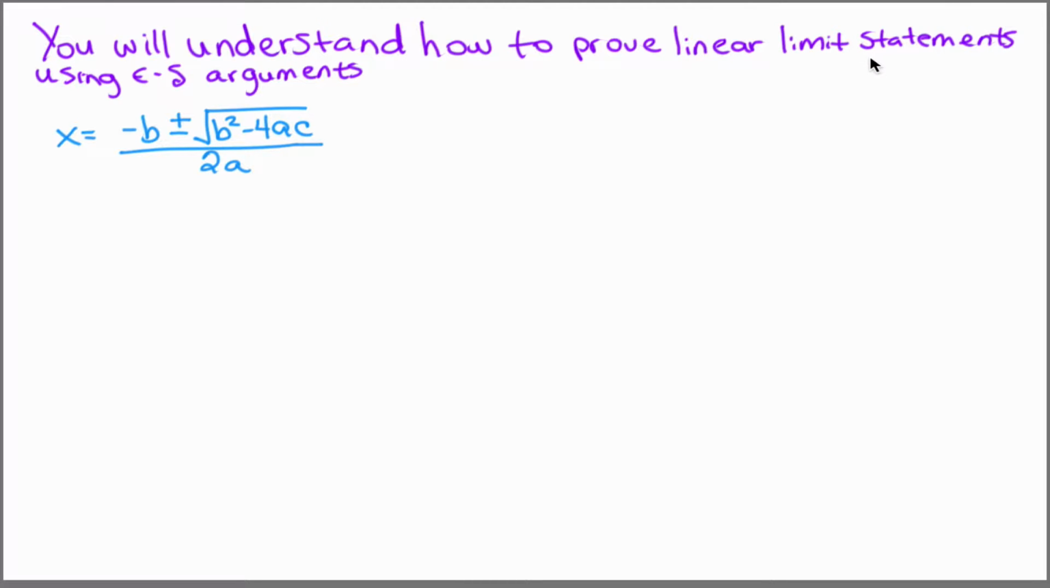Hi, welcome to YouWillUnderstandMath.com. Today you will understand how to prove linear limit statements using epsilon delta arguments.